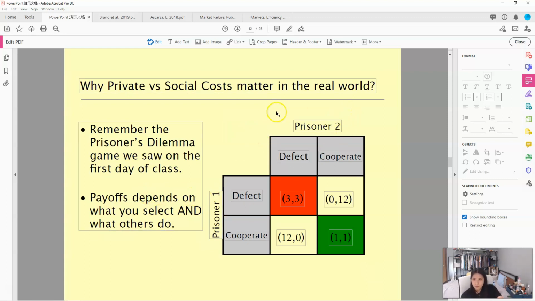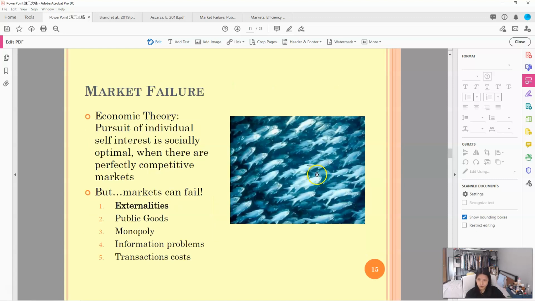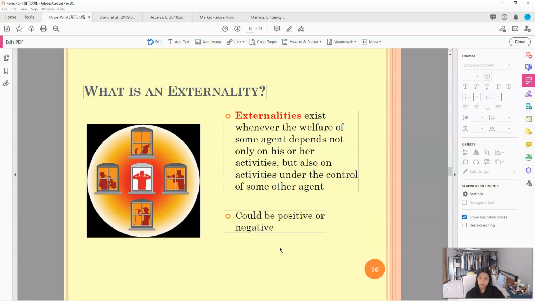However, cases very similar to the prisoner's dilemma are very common in the real world. So that's the reason we want to fix the inefficient market. We want to fix those problems. And back to today's topic, the externality.